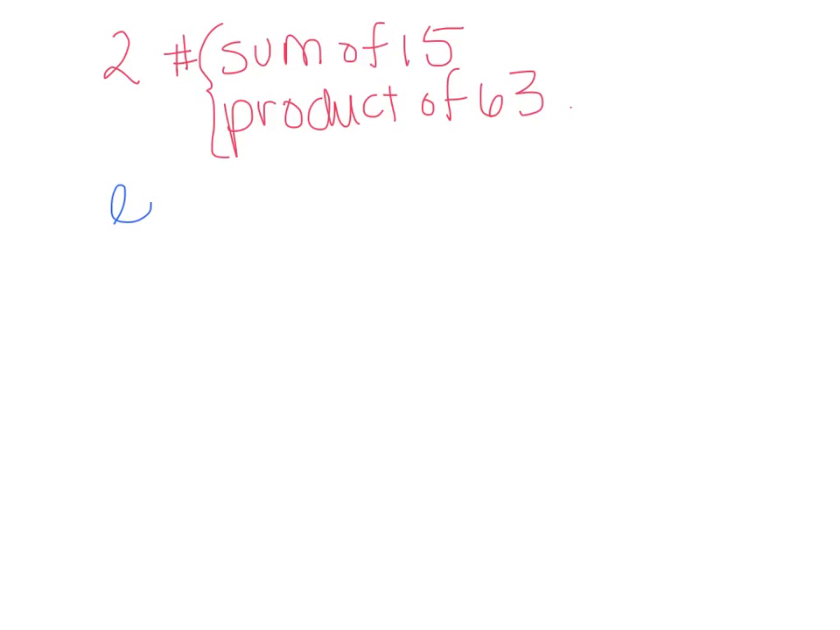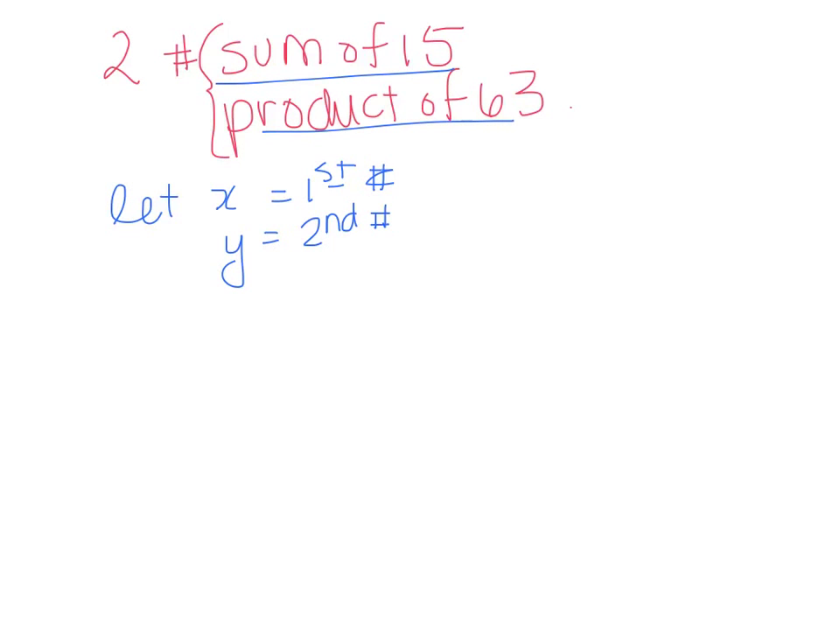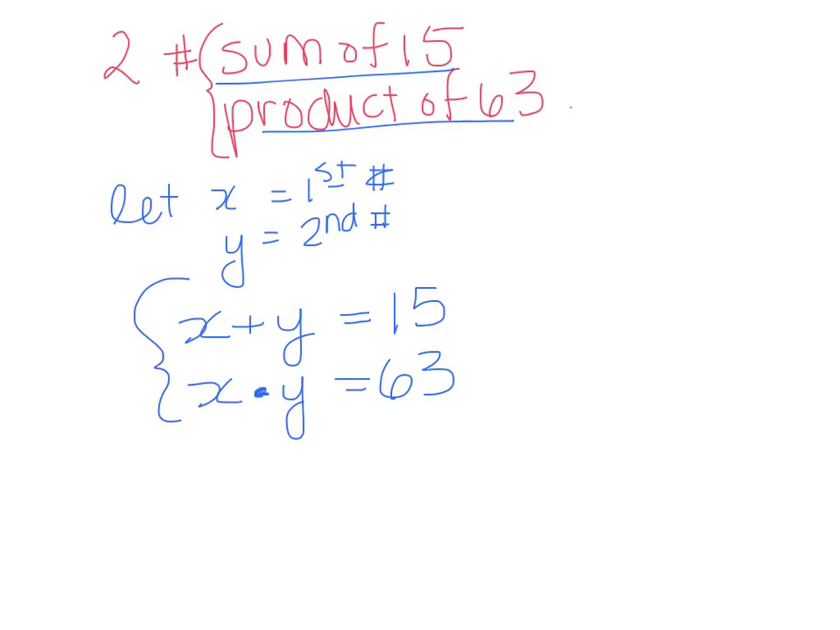I would say let x equal the first number, y equal the second number, and then I would make each of these into an equation, because right now they're just a word sentence. So the sum of these 2 numbers, x plus y, is 15. And then the product of those 2 numbers, x times y, is equal to 63. And now I just have to solve this system.